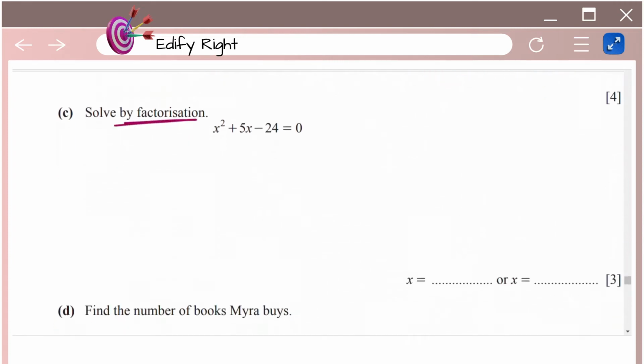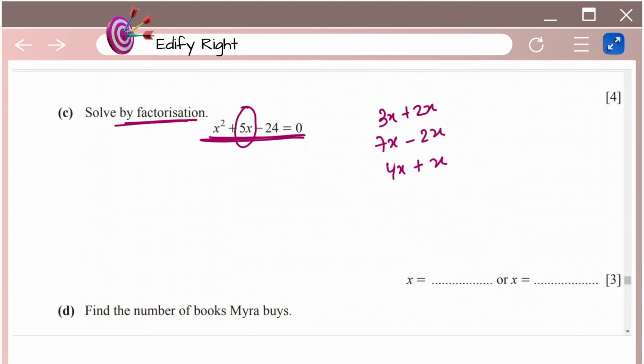Next we have: solve by factorization X squared plus 5X minus 24. Okay, so for factorization you need to split the middle term. How do you know how to split the middle term? Because 5X can be written as 3X plus 2X, or it can be written as 7X minus 2X, or it can be written as 4X plus X. So there are multiple ways of splitting 5X. So how do you know which one is correct?